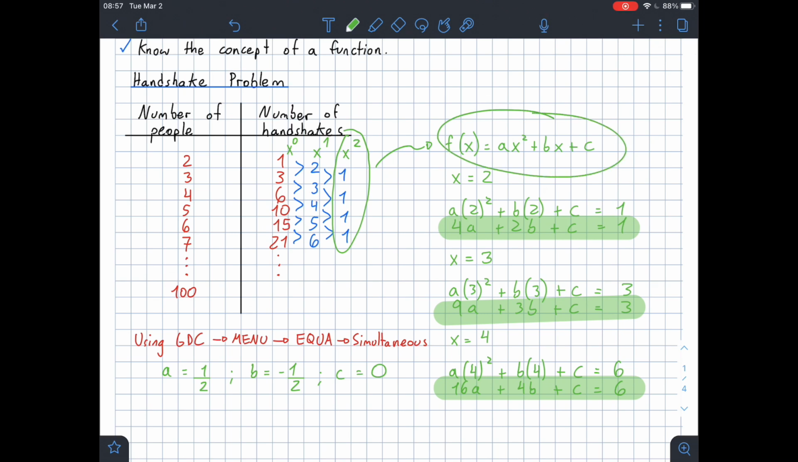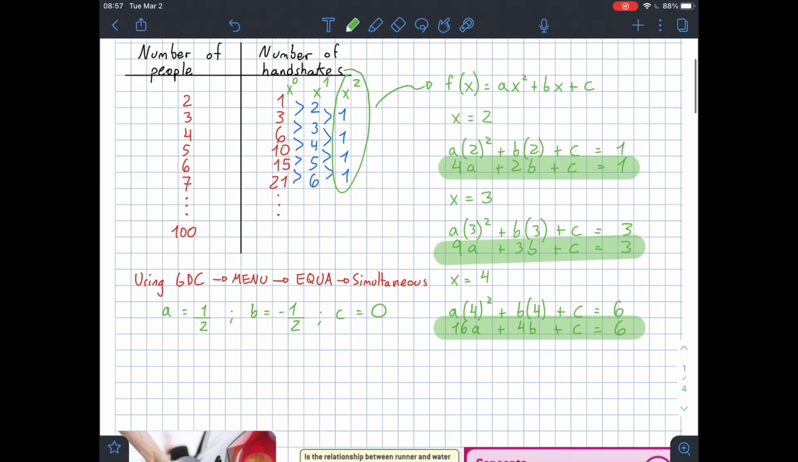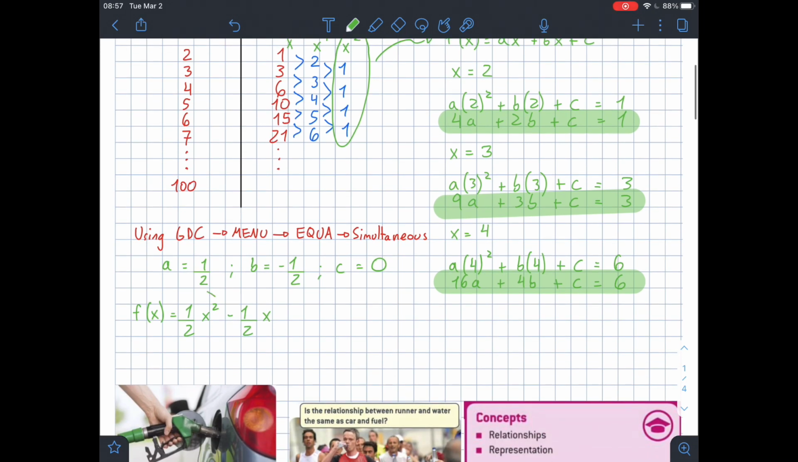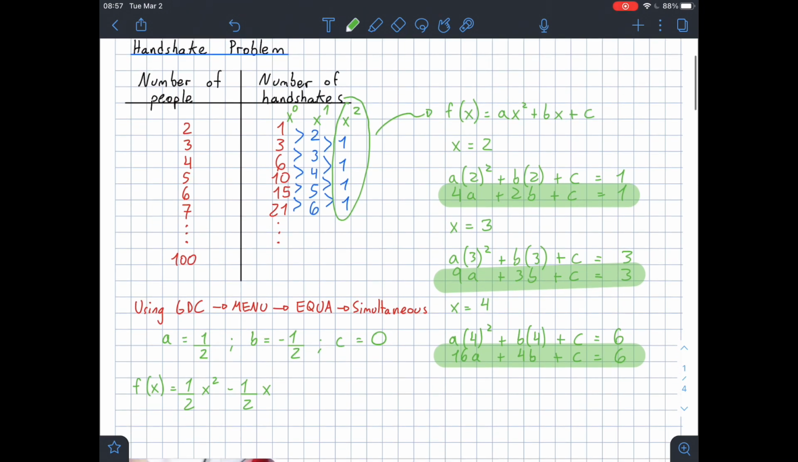That means that we can now write the equation which models the number of handshakes as f of x equals 1/2 x squared minus 1/2 x plus 0, right? We don't need to write the plus 0 anymore. So this is the function that models the number of handshakes depending on the number of people.